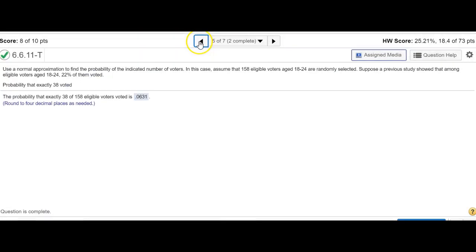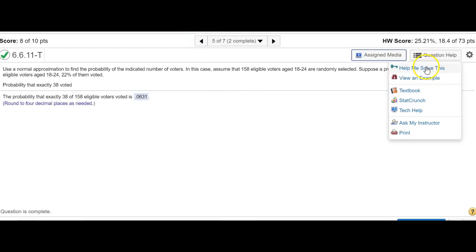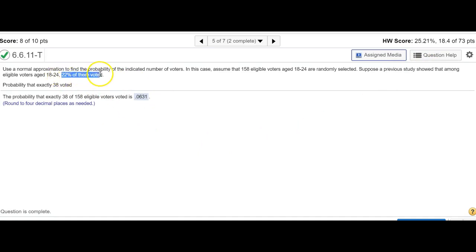So there's a lot going on here. The question help and the view the example steps walk you through it. But once you get all the information that's given, 22% of them voted, 158 of them were eligible, what's the probability of exactly 38? Take into account the continuity factor, plug in your P, your Q, and your N, and you can get your answer.